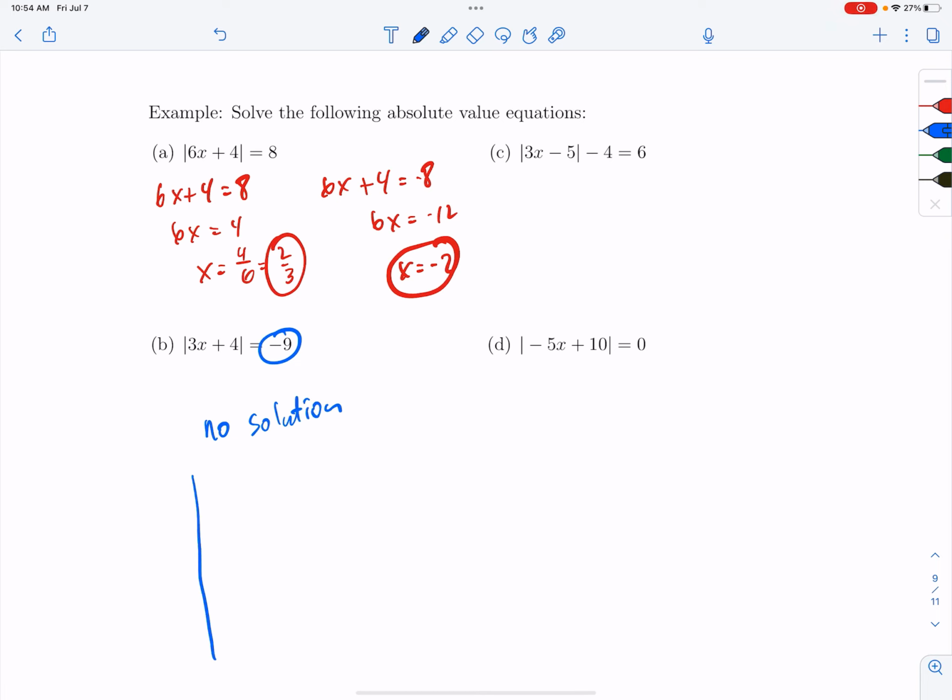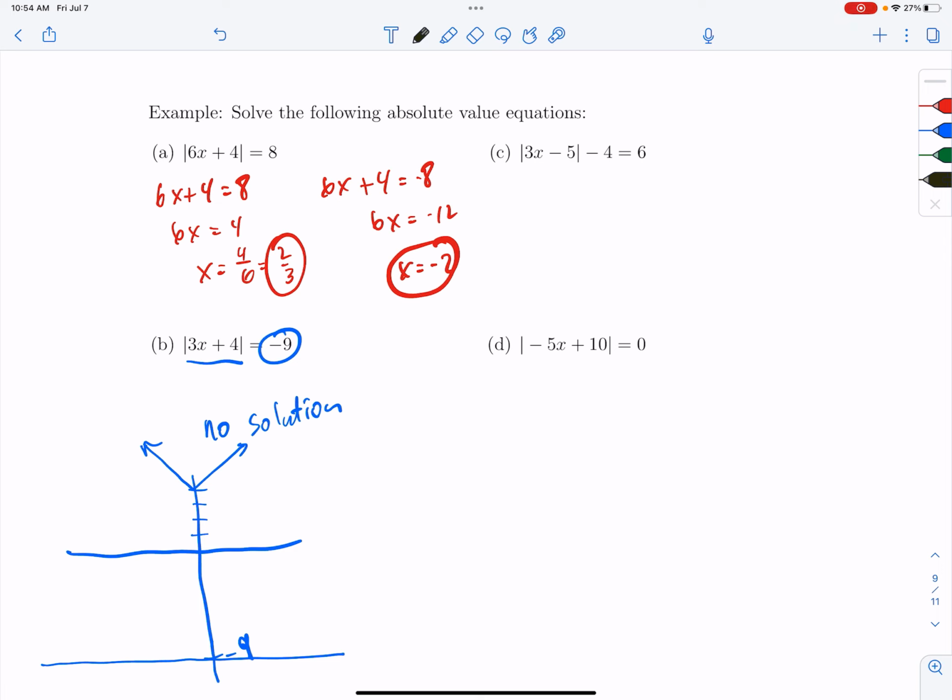Graphically, an absolute value equation looks like a V. I don't know precisely what this looks like, but it's a V and it's shifting up 4 units. So it's going to look something like that. And then -9 is way down here. So here's the other part of that graph. As we can see, those never intersect. So this is a way we can visually see that there's no solution.